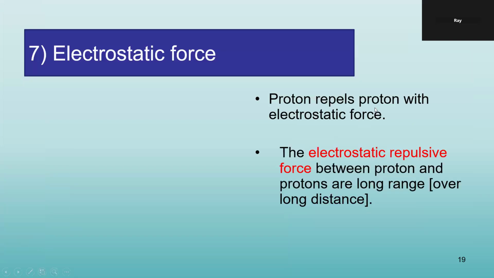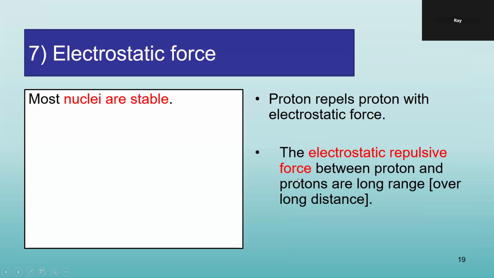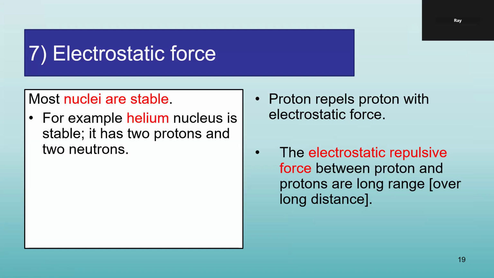Protons repel protons with electrostatic force. The electrostatic repulsive force between proton and proton is long range, right? That means they act over long distance. Most nuclei are stable. For example, the helium nucleus is stable.